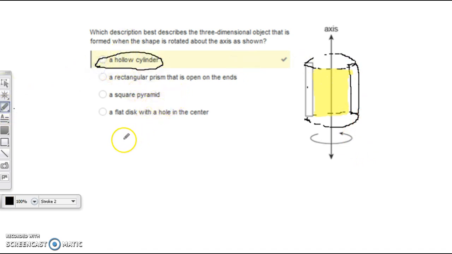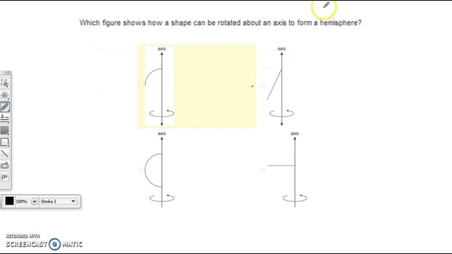But you could also just use process of elimination. We know it's not going to be a pyramid shape. A flat disc, it has to be three-dimensional, so it can't be flat. And a rectangular prism, yeah, when we go around, we have to think about that circular shape of going around. I am not doing this justice, y'all. I'm sorry if this help video is not helping.